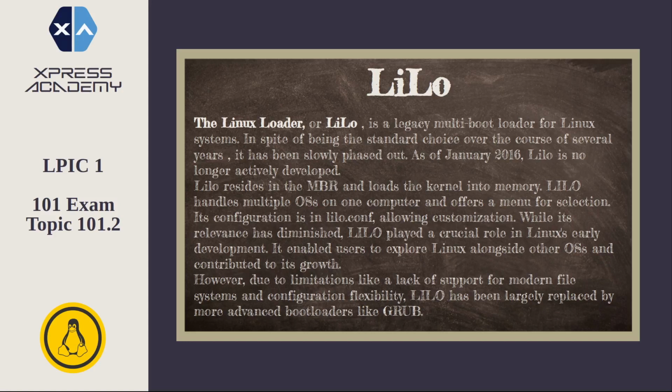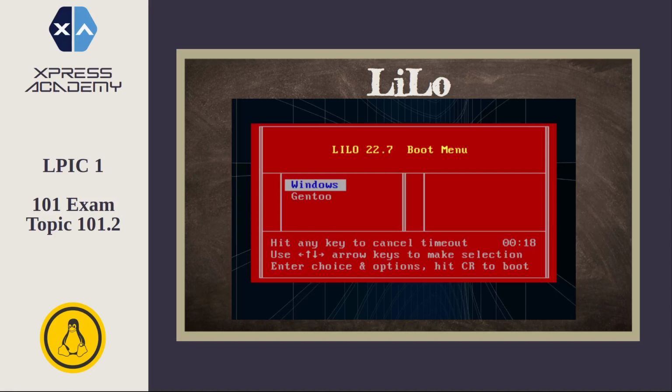Lilo resides in the MBR and loads the kernel into memory. Lilo handles multiple OSs on one computer and offers a menu for selection. Its configuration is in lilo.conf, allowing customization. While its relevance is diminished, Lilo played a crucial role in Linux's early development. It enabled users to explore Linux alongside other OSs and contributed to its growth. However, due to limitations like a lack of support for modern file systems and configuration flexibility, Lilo has been largely replaced by more advanced bootloaders like Grub.